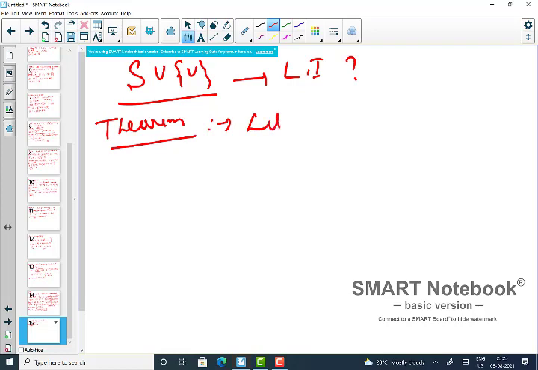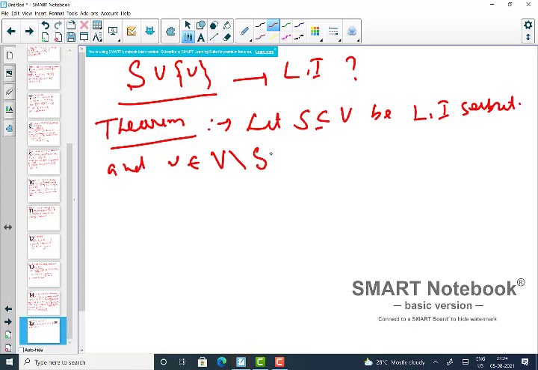Let S, a subset of V, be a linearly independent subset, and let v be a vector which is inside V but not inside S, that is, in V minus S. Okay. So then how do I check whether S union {v} is linearly independent or not? Then this is the condition.